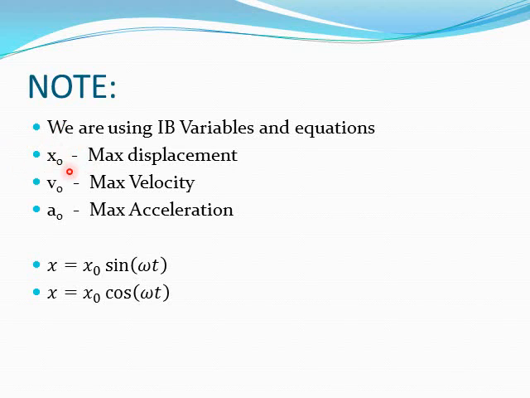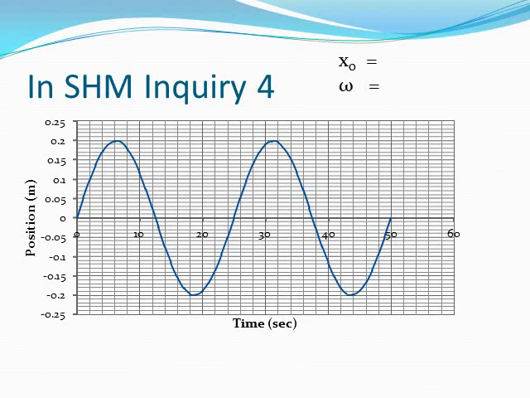X naught often represents initial velocity in most American books and AP textbooks, but in IB, X sub zero represents maximum displacement. The sub-zero, I'm not sure why, represents maximum to them. So V naught is maximum velocity and A naught is maximum acceleration. Also, we're going to be using the equations for position for simple harmonic motion today, so don't forget them.